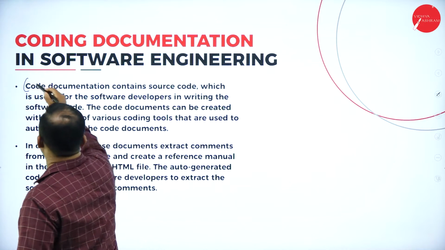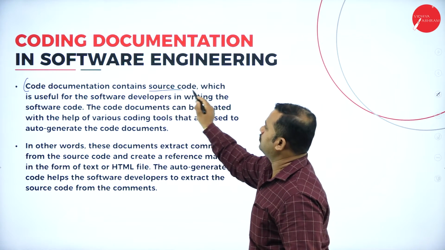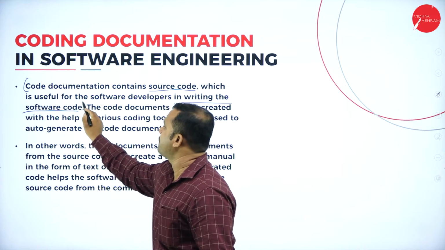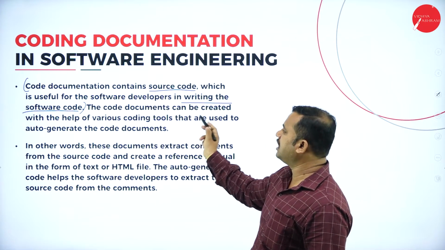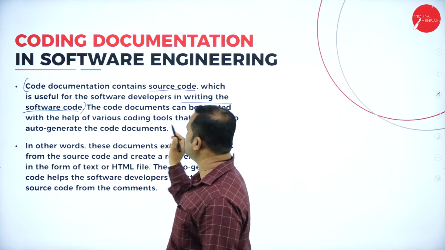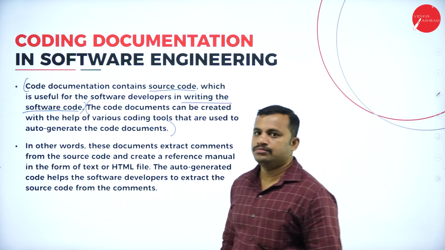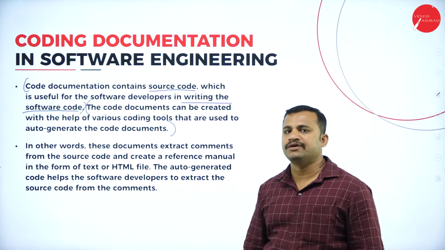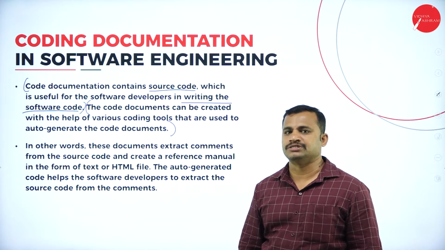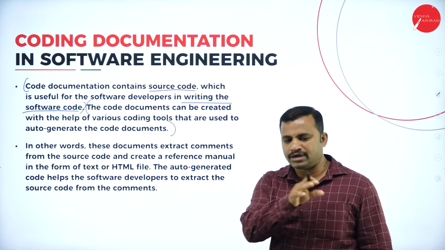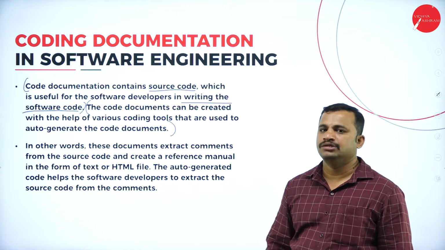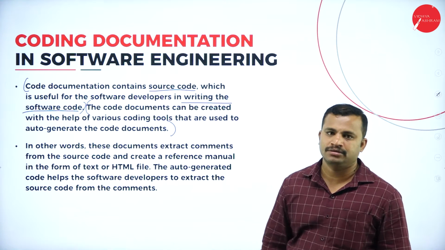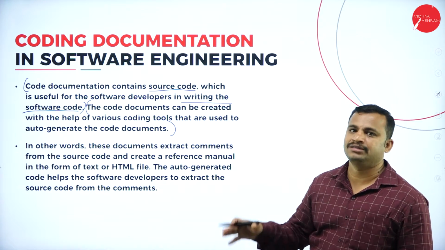Code documentation involves source code, which is useful for the software developers in writing the software code. The code documents can be created with the help of various coding tools that are used to auto-generate the code documents. For example, if you look at the GUI, that means graphical user interfaces of many software applications, if you drag and drop those components onto the GUI window, that automatically generates the code in the backend. So all those things must be documented in the documentation.